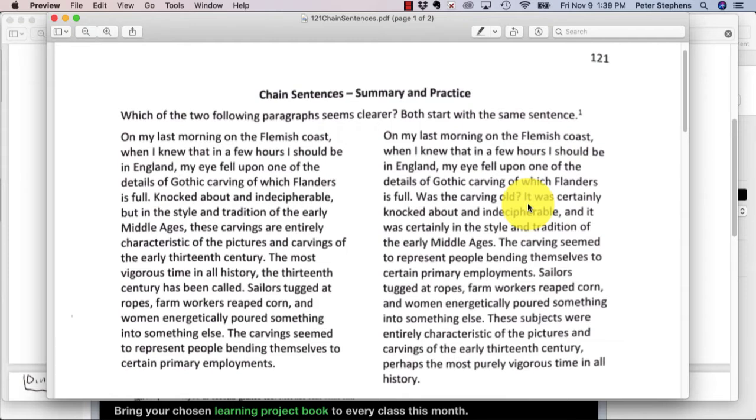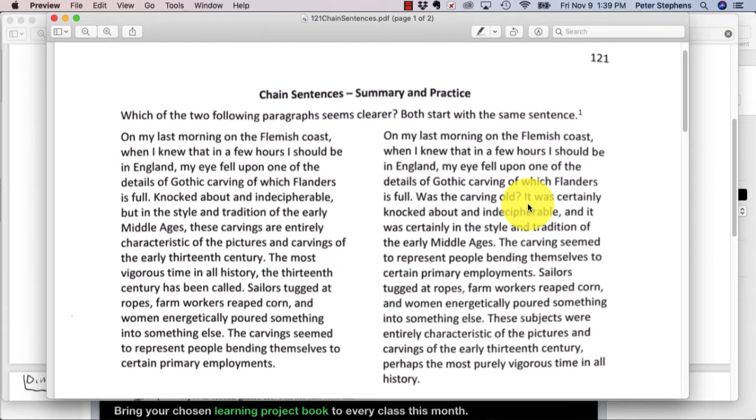So before going on with this video, please read both of these paragraphs here. Both start with the same sentence, "On my last morning on the Flemish coast," and decide which one you think is clearer and why. So just pause the video and then pick back up on it after you've read them. Okay, I assume you have read them. Which do you think is clearer? I hope you think that the second one is clearer than the first one. The right one is clearer than the left one.